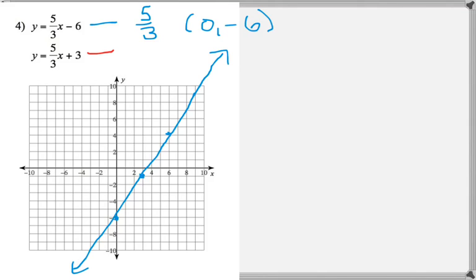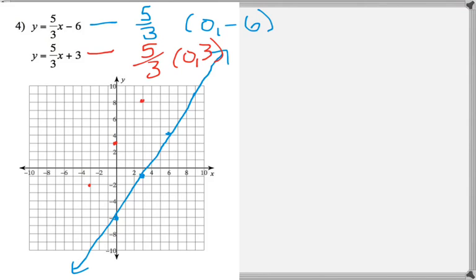So step 1, graph the first line, is complete. Step 2, let's switch to red. Our slope here is 5/3, and our y-intercept is 0, 3. So we plot 0, 3. Then we go up 5, 1, 2, 3, 4, 5, and over in the positive direction 3. We go back to the y-intercept, we're going to go down 5 and over in the negative direction 3.